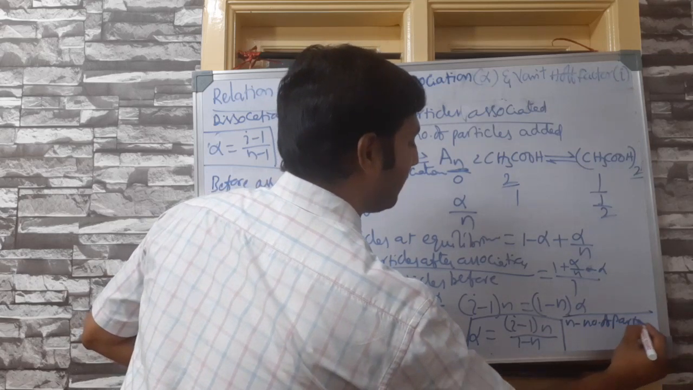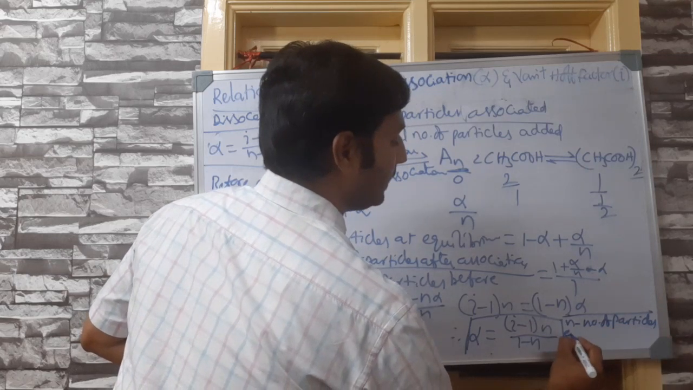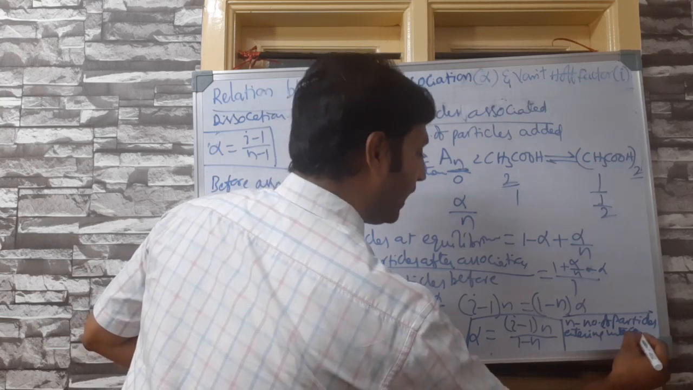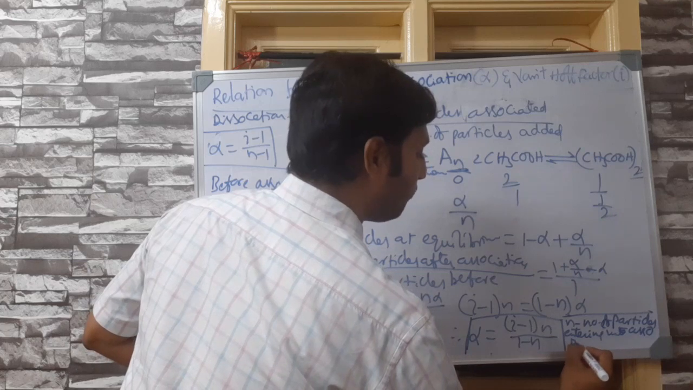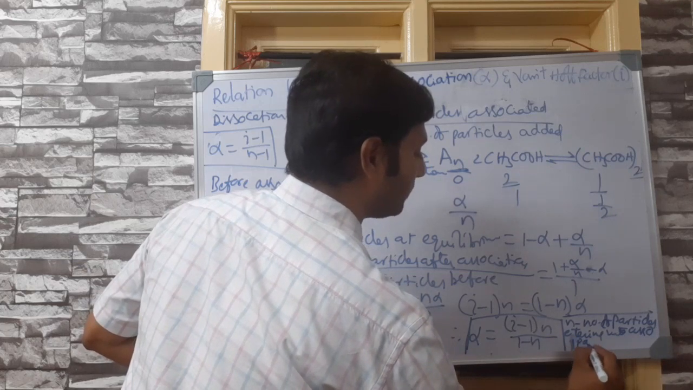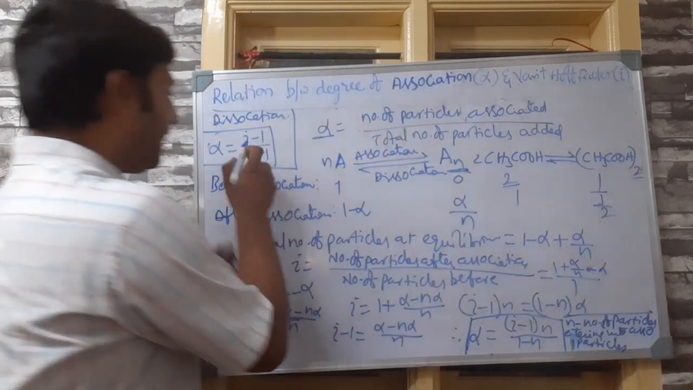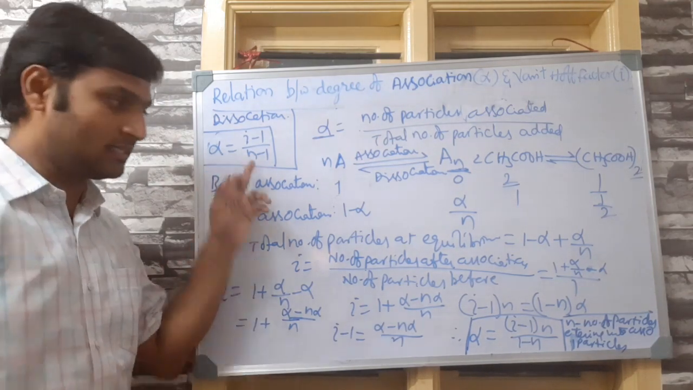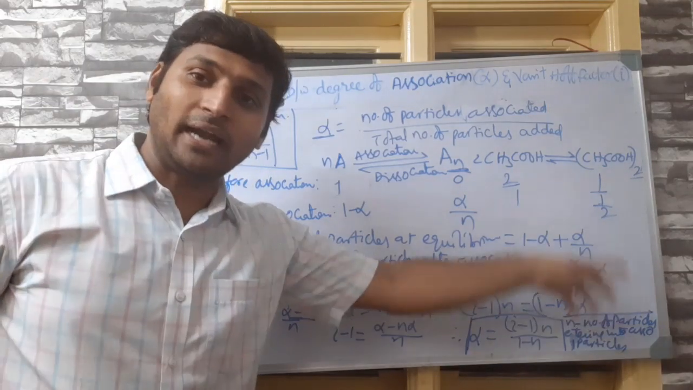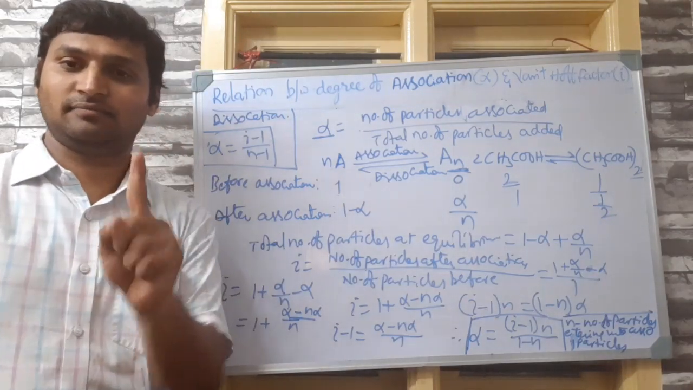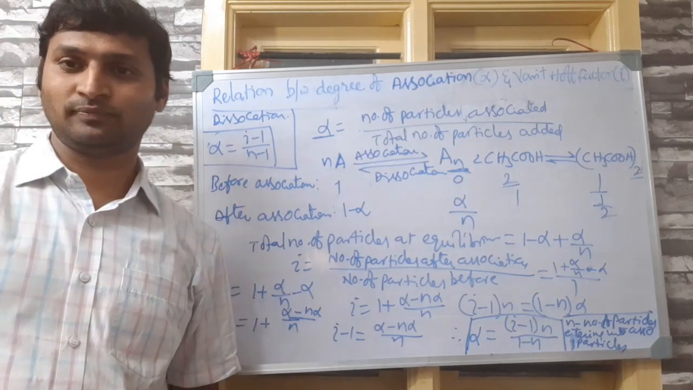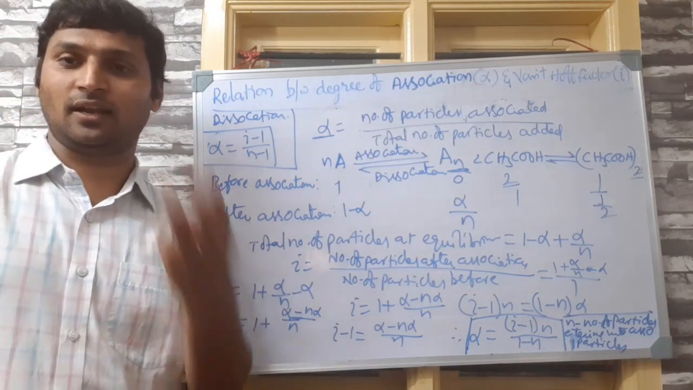n is the number of particles entering into association for forming one particle. Please understand, here n means one particle dissociating into how many particles. Here n means how many particles are associating to form one particle. Reverse. For example, in case of acetic acid, n is 2. Suppose there is a trimer formation, n will be 3.